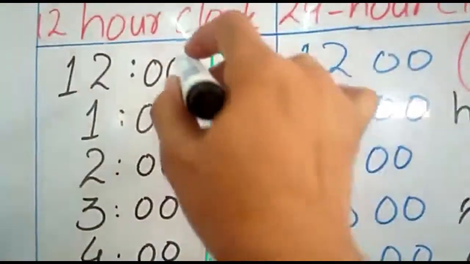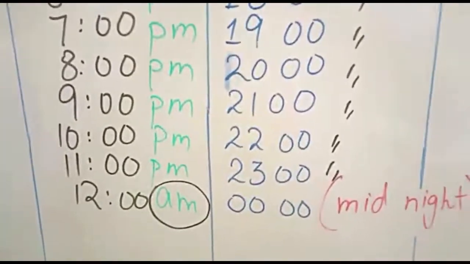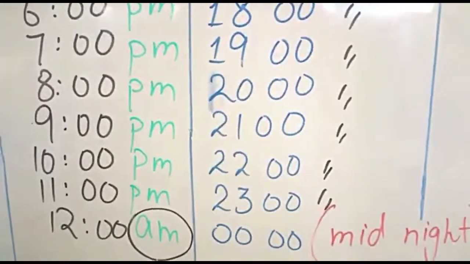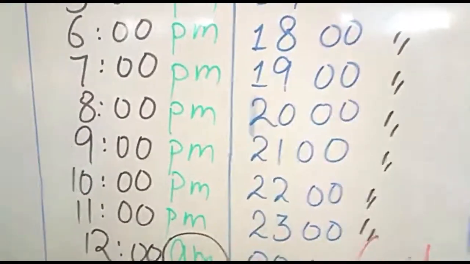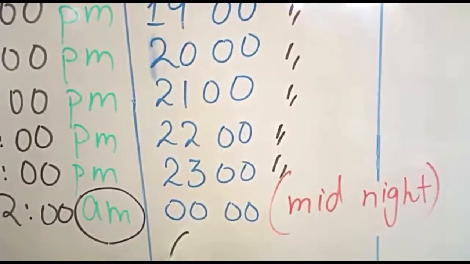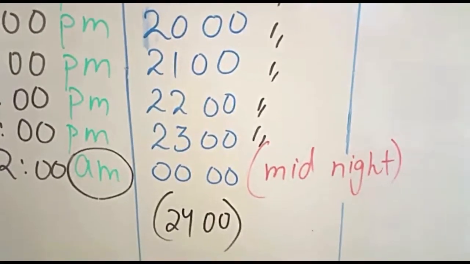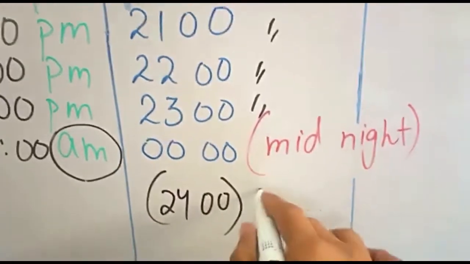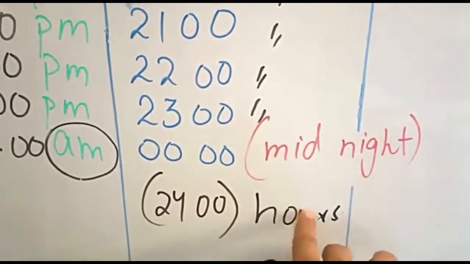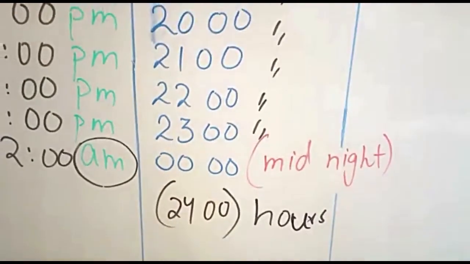As at noon the 12 was PM, but at midnight, 12 AM will start again, and after 11 PM the first cycle will repeat itself. The time will be 24 hours. Suppose I can write here 24 hours. We read it as 24 hours. Clear?